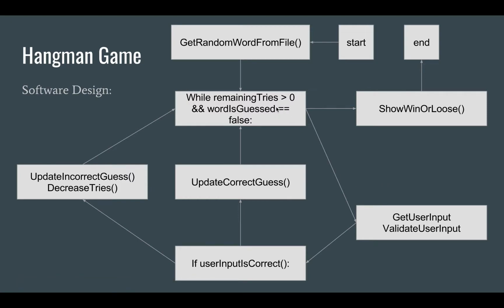But let's say that the remaining tries is 0. Or let's say that they did guess the word. Instead of going through this loop, we need to show win or lose, whatever that means. We can design it a little bit more later if we need to, but that's just going to take us right to the end.